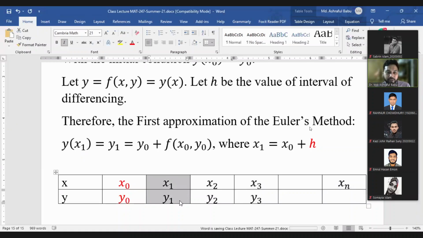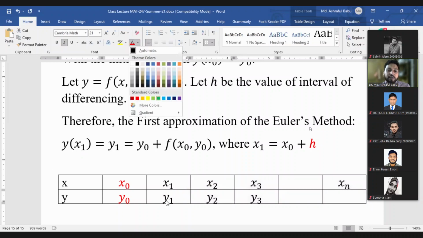Is it clear to everybody? Yes, sir. Clear, sir. Okay. So x2 y2 or x3 y3, these values are not our concern. Our concern is only x1 and y1. We have to find only these two values.